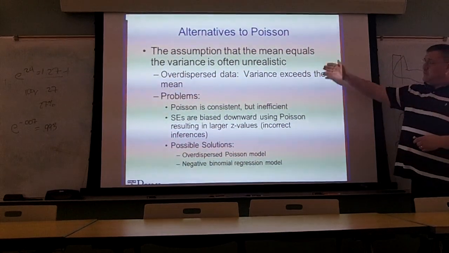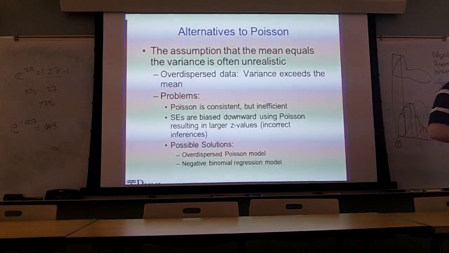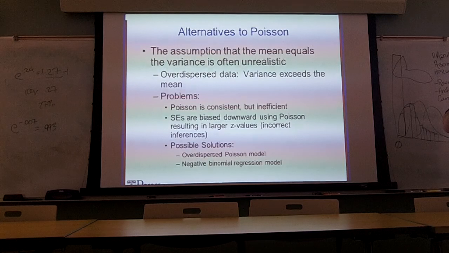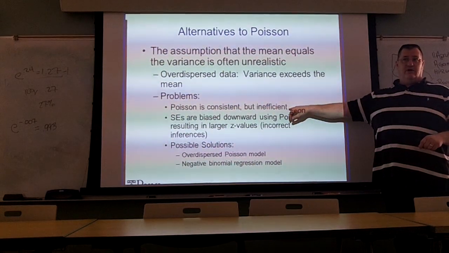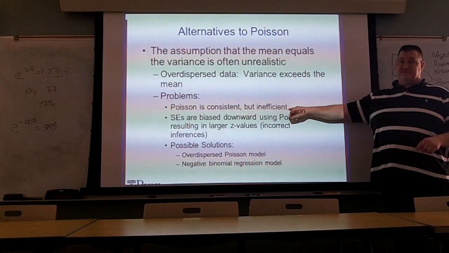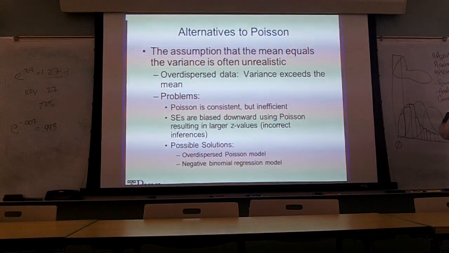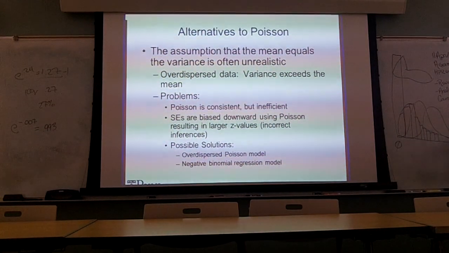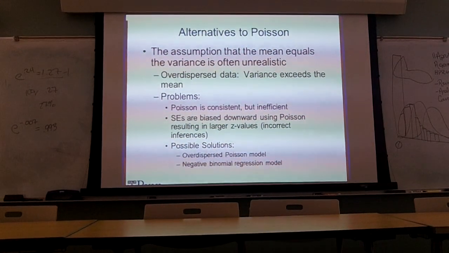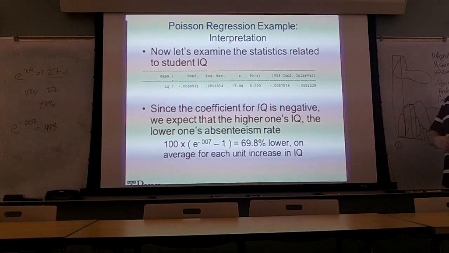So the problem with doing Poisson with this is that Poisson is consistent. A consistent statistic means that as the sample size gets larger, the values converge to the true value, right? But as the sample size gets larger, you still have what we refer to as an inefficient statistic. That means that the standard errors are too large. So what would happen if our standard errors were too large? What are the inferential problems of having a standard error that's too large?